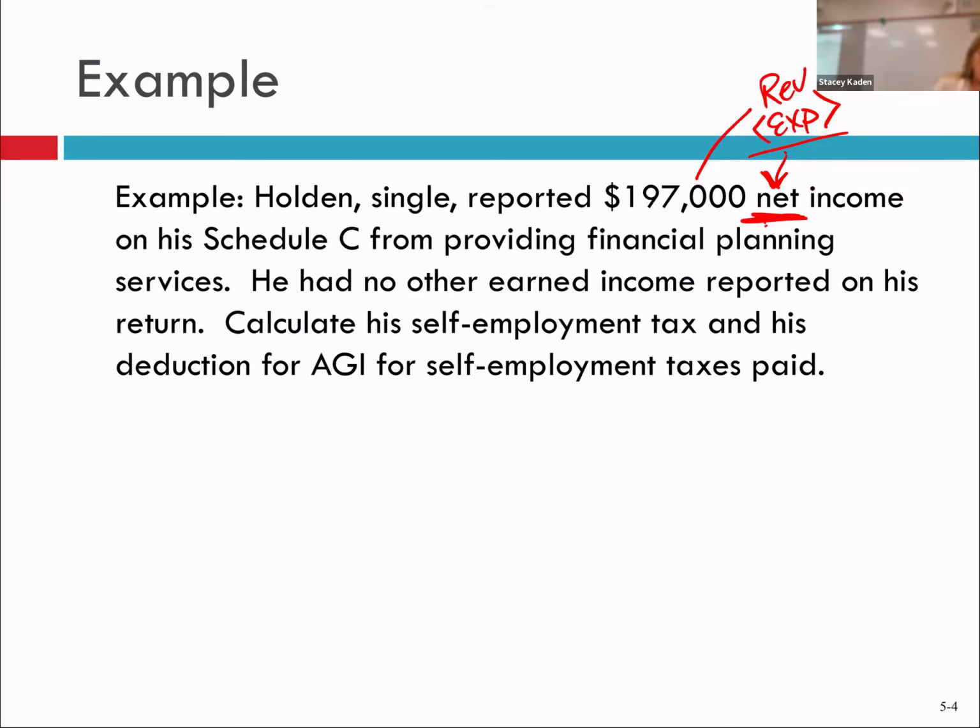Okay, so we're going to start with 197,000. And we're going to multiply that by 0.9235. Do you need to memorize that number? No, it's right there on your resource sheet. Gives us 181,929.5.